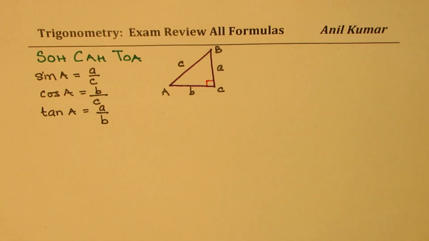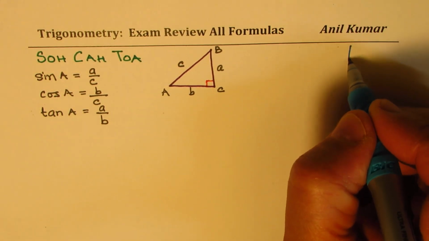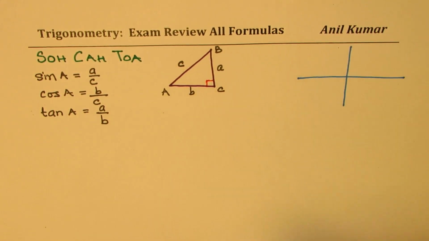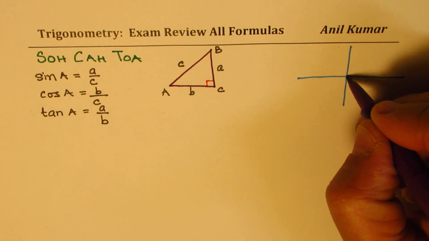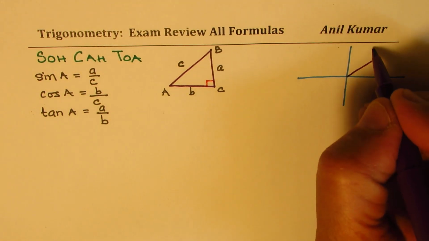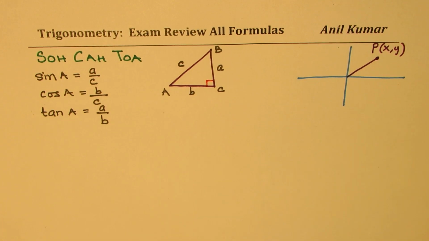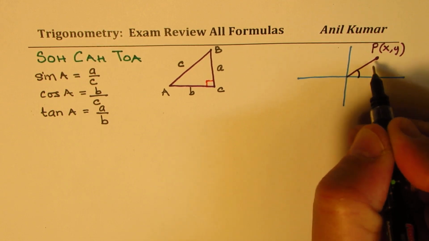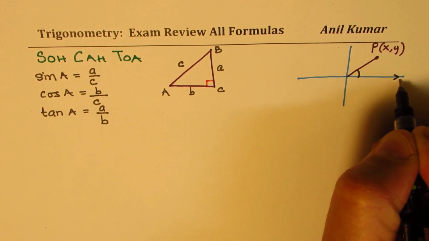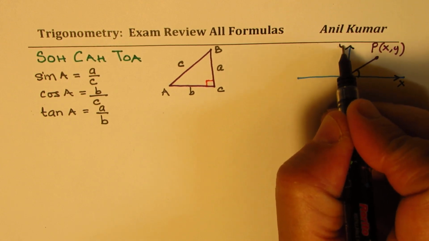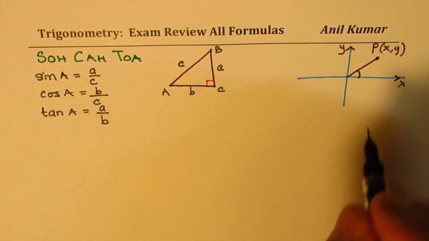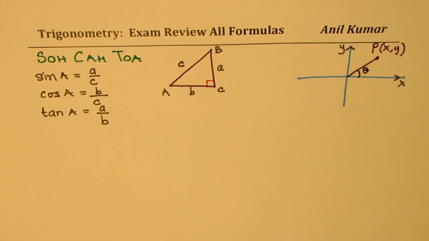Now many times you use trigonometry when we are given points in the coordinate plane. So in that case, how are the things related? Let's say we have a point P here. Let's say P is (x, y). These coordinates x and y also help us to find the angle which the terminal arm makes with the initial arm, which is always assumed to be along the x-axis. So let us say this is theta.